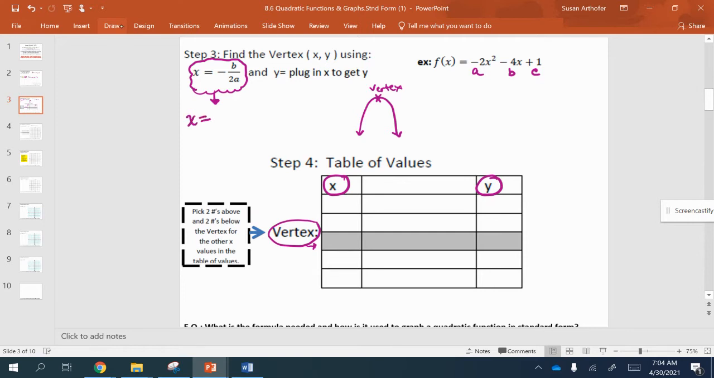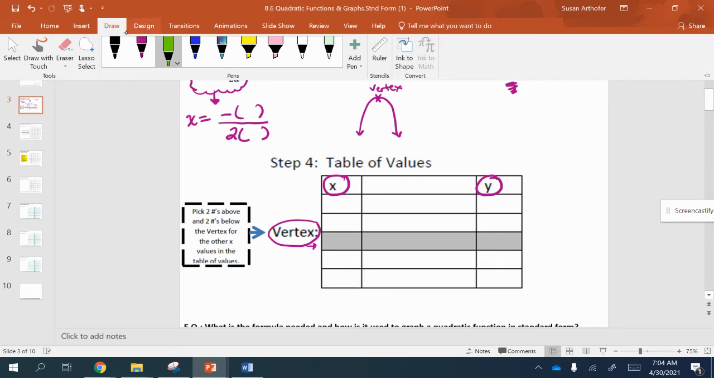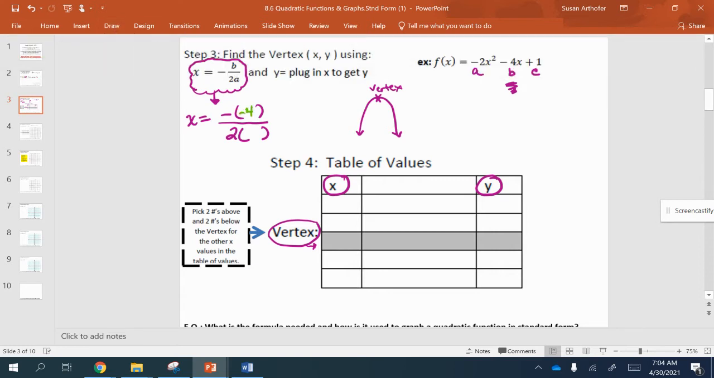So the x value is going to be negative, whatever the b value is, over 2 times the a value. This will be our b, and this will be our a, but I'm going to put the numbers in, not the letters. Our b value is negative 4, and our a value is negative 2. And then we just do the math.